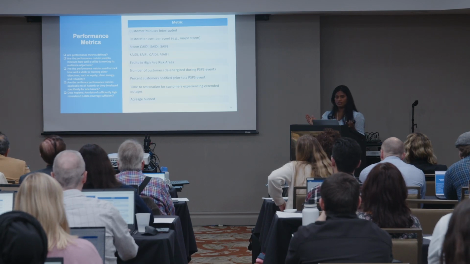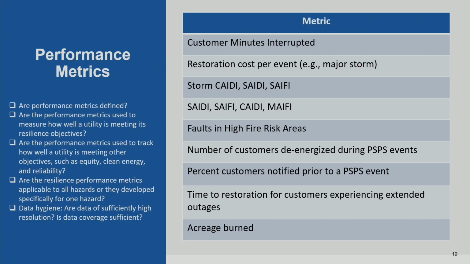This could include anything from just recovering from an event to equity to energy justice. Are the performance metrics used to track how well a utility is meeting all of those objectives? Are the resilience performance metrics applicable to all hazards, or are they developed with one specific hazard that is historical in their service territory? Again, data hygiene.